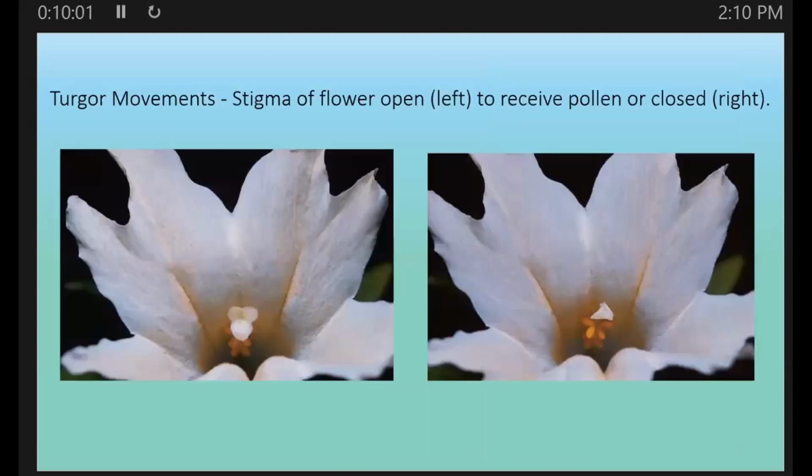Flowers do this though too. So here, this is kind of cool. You see a flower where the stigma, the female portion, its job is to collect pollen, and you can see it's open on the left, ready for pollination, and on the right, it's closed up. And so again, this is a turgor movement. So what tends to happen is after this plant gets pollinated, the stigma picks up that signal, oh, I got pollen on me, and it will then close down to do the next step of fruit formation. And so that's another example of turgor movements.